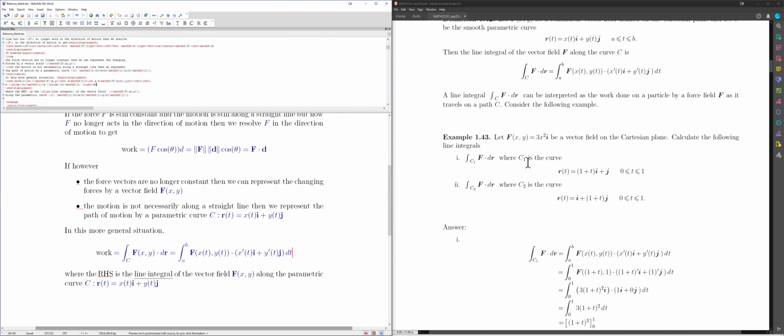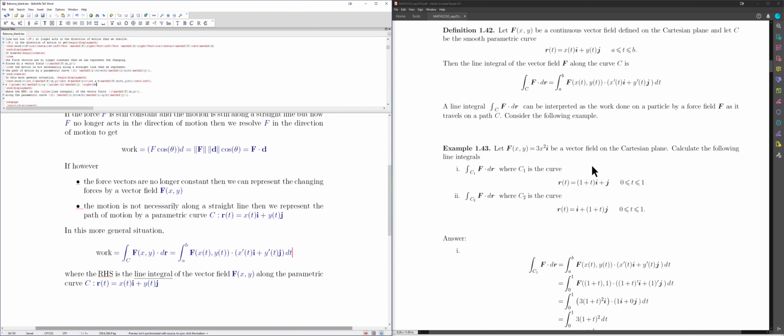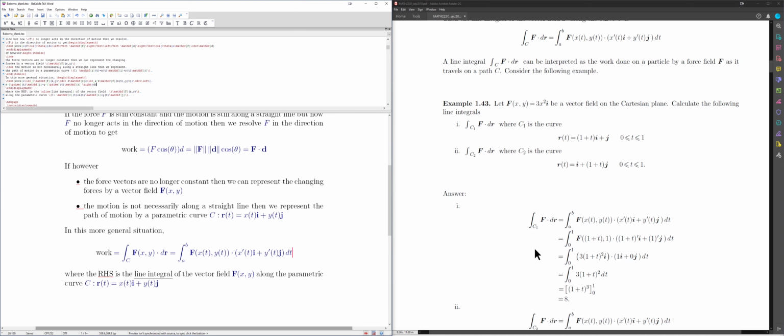I want to calculate this line integral for the parametric curve C1. Comparing this general expression to the expression here, x of t is equal to 1 plus t, y of t is equal to 1, a is equal to 0, and b is equal to 1. We're going to need that when we do any line integral.